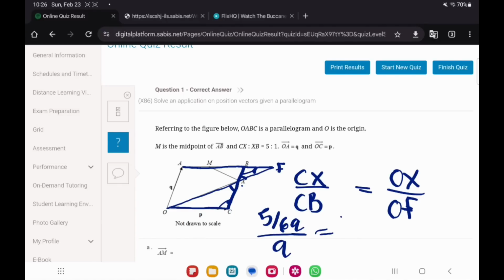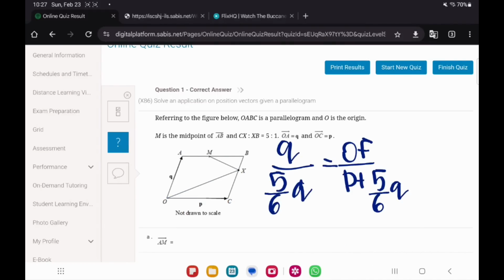And then OX is equal to P plus 5 over 6Q. We already found it in the previous question. And then OF is OF, and that's what we want to find, okay? Now let me clear the page and write it all over again.